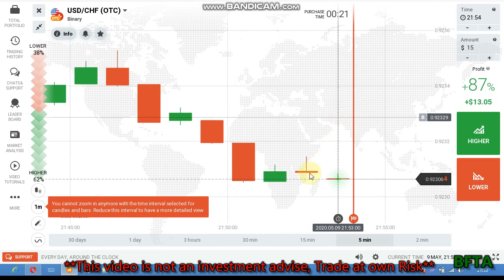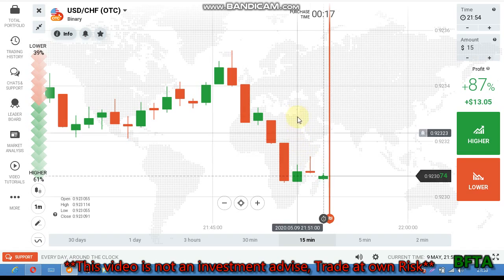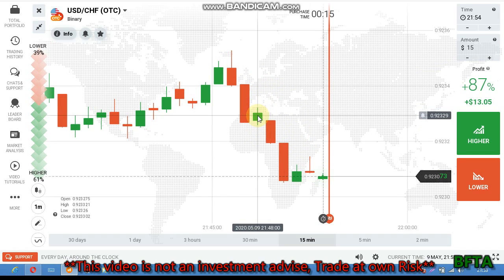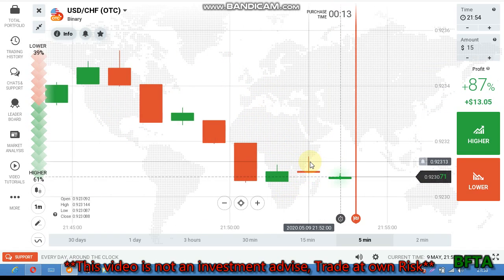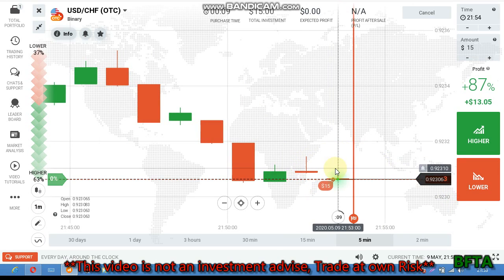So let's check it well. I'm seeing a weak seller's entry here. We have two buyers. We have the buyer's entry, but the weak sellers. So I'm going to place put option. I place put option here.